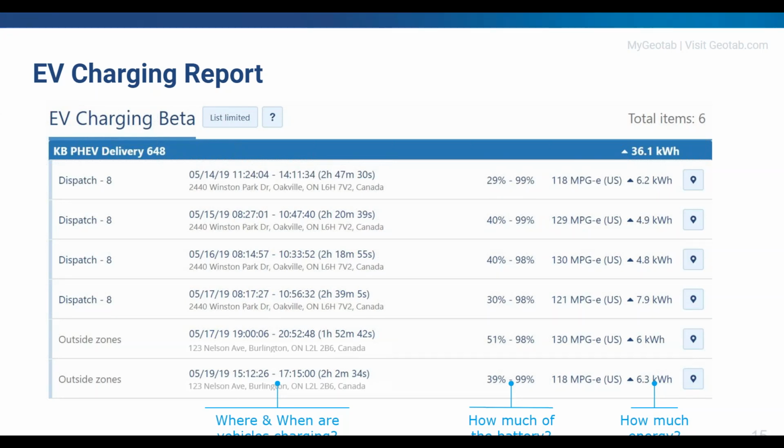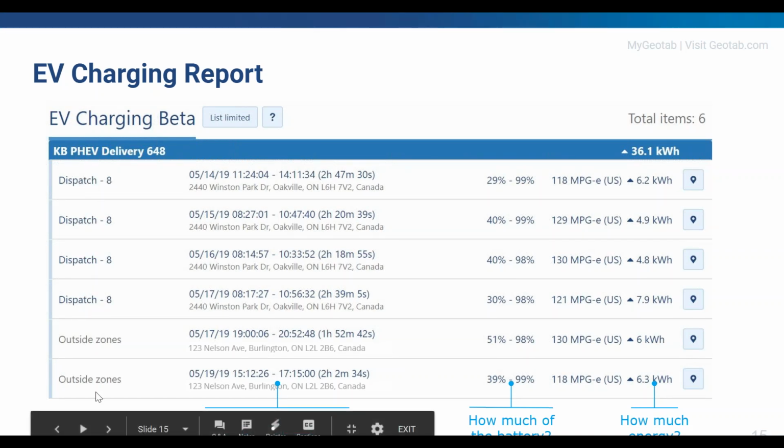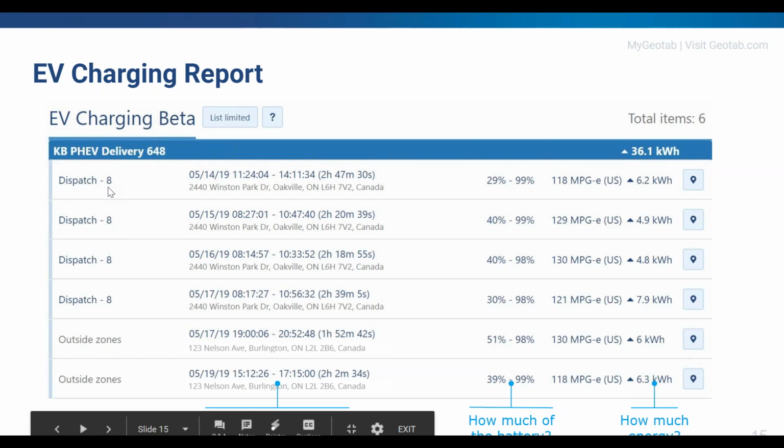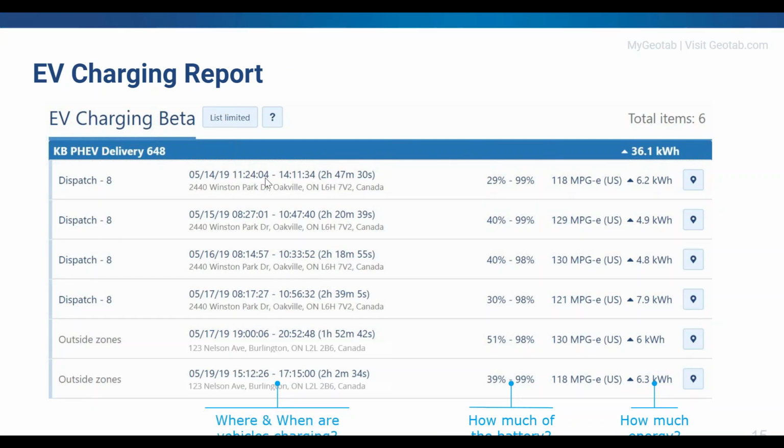So you can look at different things here. You can look at by zone. This is a vehicle view by zone. So you can look at where in your wider fleet vehicles are charging. If you're using zones at, say, different facilities that you have with charging stations, you can corner those off using zones. The second column here is where, when, and how much the vehicles are charging. So that essentially gives the start and end time as well as the address.